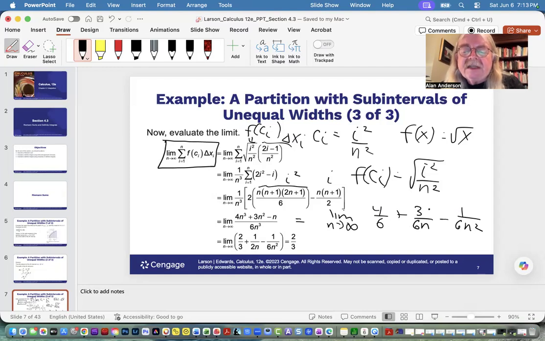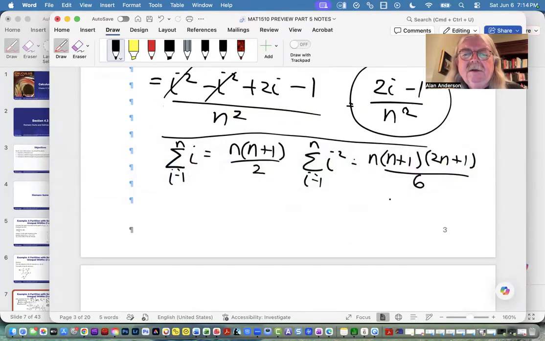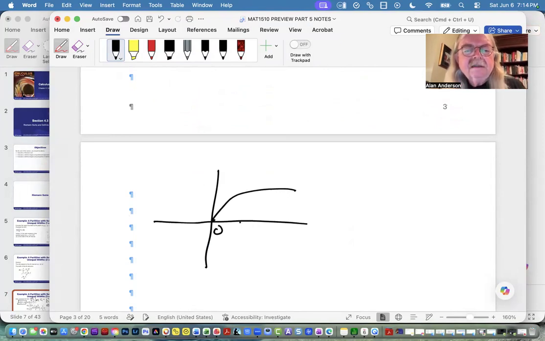Now, the important thing here is that when you take the limit like this, when you have n in the denominator, both of these go to 0. So you're left with 4/6, which is, of course, 2/3. Okay? So after all that work, we discover that the area under this curve between 0 and 1 is 2/3.